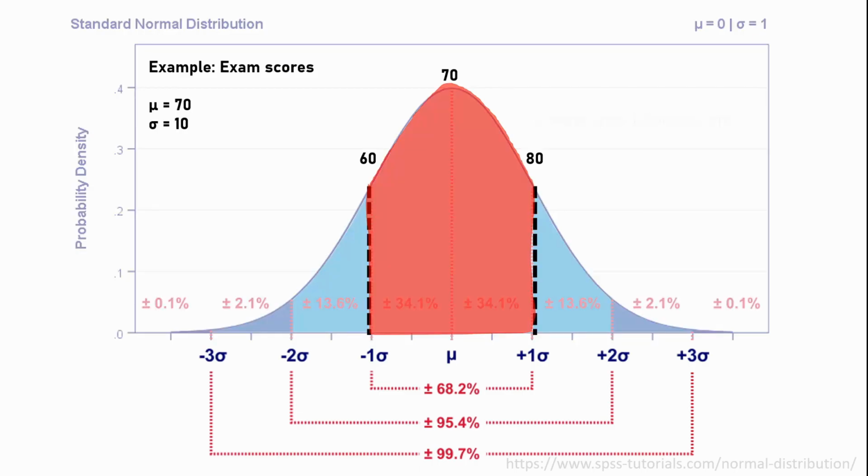So if the mean score on an exam was 70% and the standard deviation was 10%, and we knew the scores were normally distributed, we could predict that 68.2% of all test scores would be between 60% and 80%. That's one standard deviation below the mean and one standard deviation above. About 95% of all scores fall within two standard deviations above or below the mean, and 99% fall within three standard deviations of the mean.